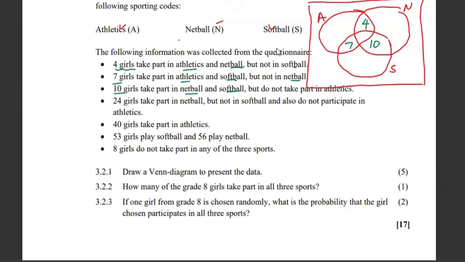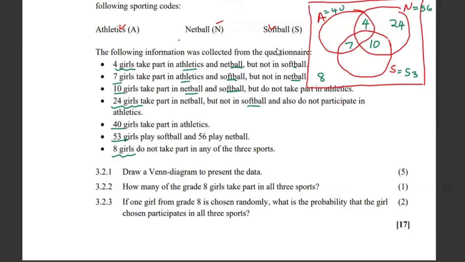24 girls take part in netball only, but not in softball and athletics. So this is just netball only, which is going to be somewhere there. Then 40 girls take part in athletics. The total is 40. 53 softball, and then 56 will be for netball. Then 8 girls do not take part. It has to be outside there. Then draw a Venn diagram for the data.